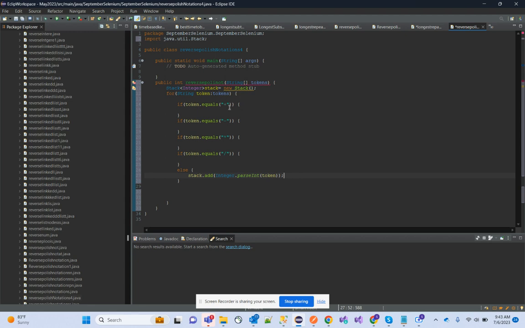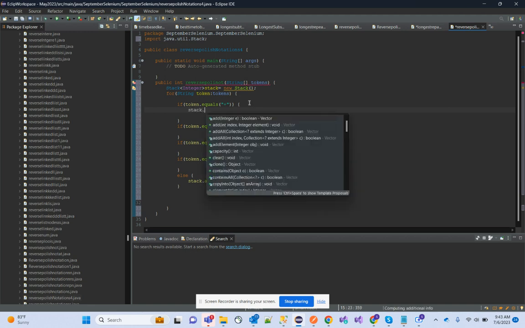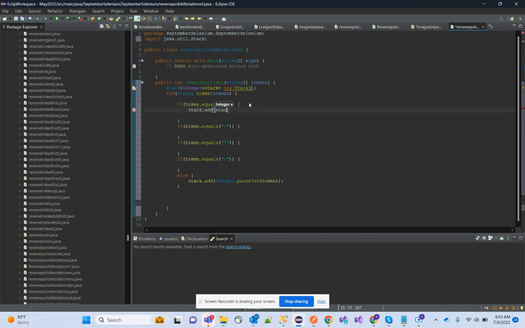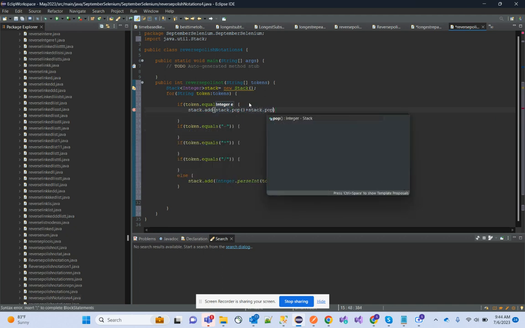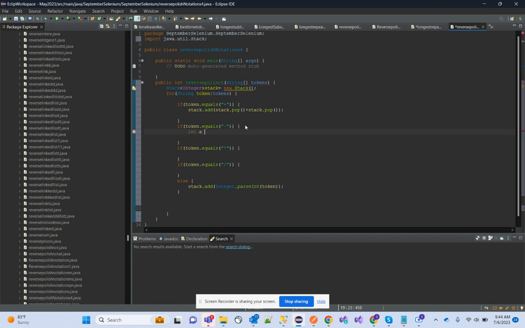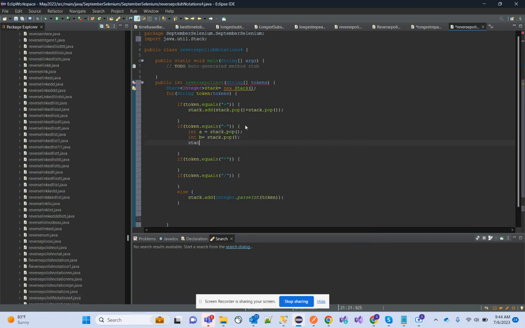Whenever we have positive, what we are doing is popping it off and adding into the stack. So stack dot add, we are popping the two numbers, stack dot pop plus stack dot pop. Correct? This is the first thing which we are doing for addition. For minus, we are popping int a equal to stack dot pop. We are also popping another, int b equal to stack dot pop. Then I'm adding stack dot add b minus a.